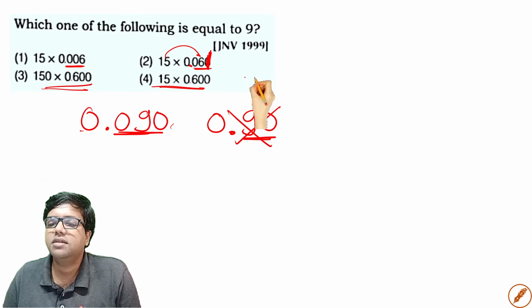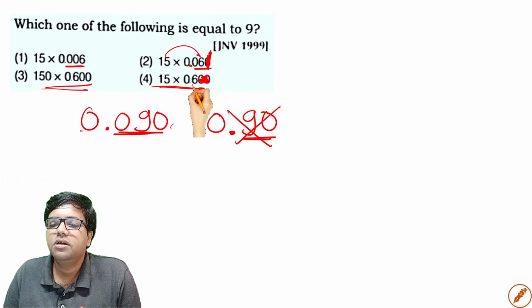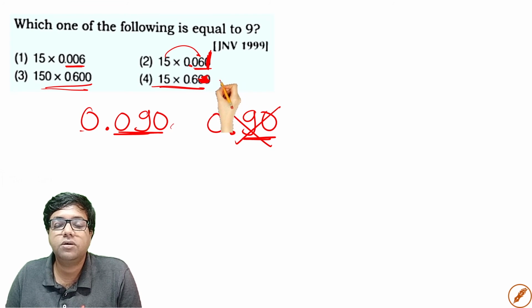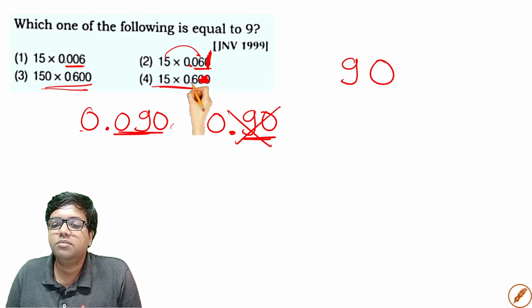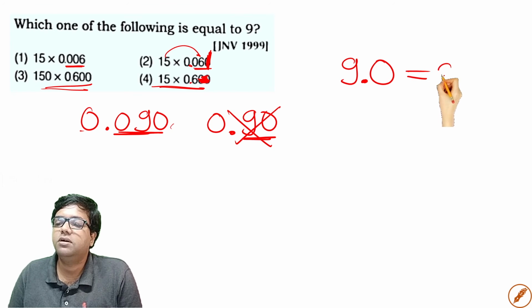15 6 is 90. We don't count these many digits. So we will count only one digit here, 6. The end zeros are not counted. 15 6 is 90, and there is a decimal point after one digit. So we will keep the decimal point after one digit, which is equal to 9.